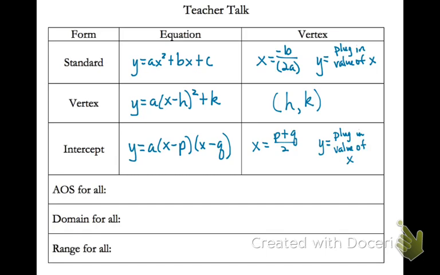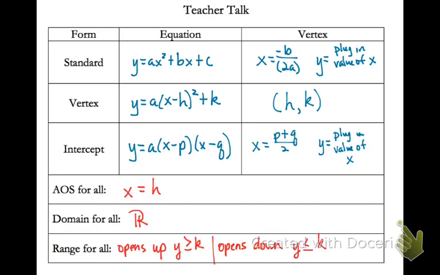So to prepare for the teacher talk, please fill in this table from the information that comes from your notes. Make sure you write down each of the forms of an equation of a quadratic: standard, vertex, and intercept, and under the vertex column, write down each of the methods and how we find the vertex in each of those different forms. So pause the video right now and copy down this information.